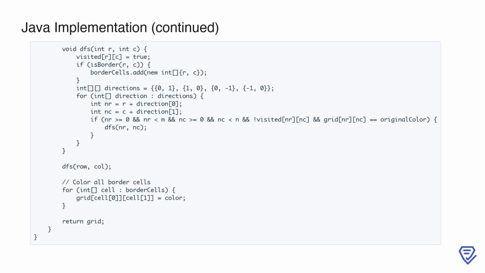Once the depth-first search is complete, all border cells of the connected component will be identified. Finally, we loop through the border cells list and update the color of each border cell to the target color. The modified grid is then returned as the result. This approach ensures that only the border cells of the connected component are recolored, with all other cells remaining unchanged.